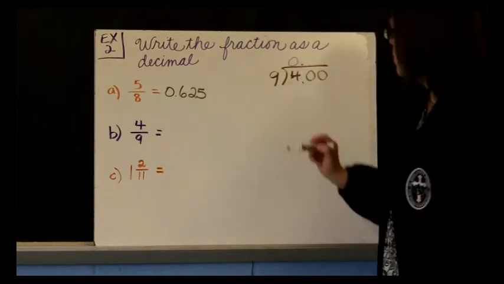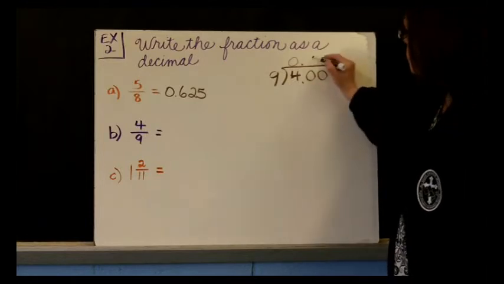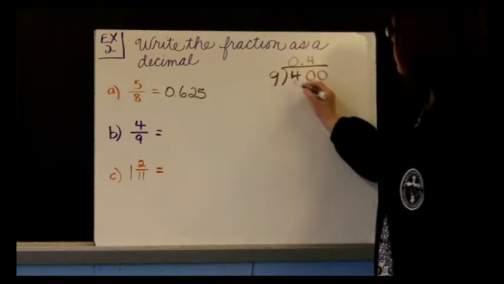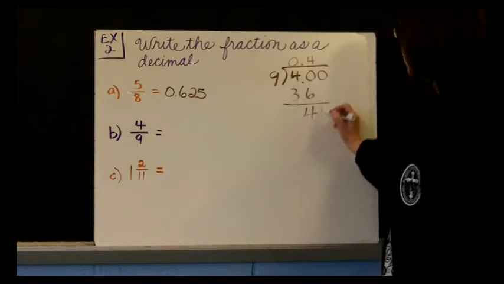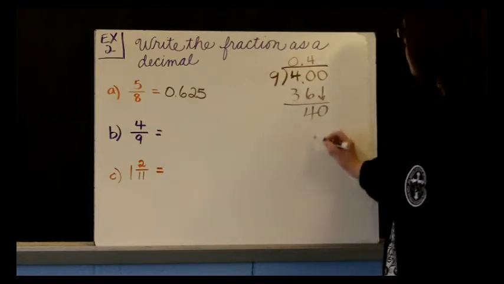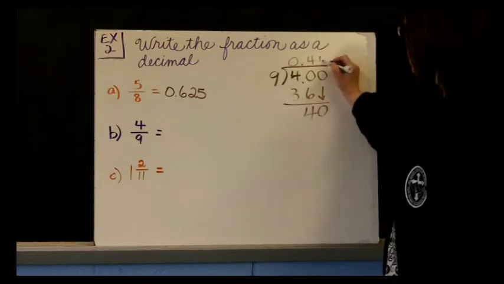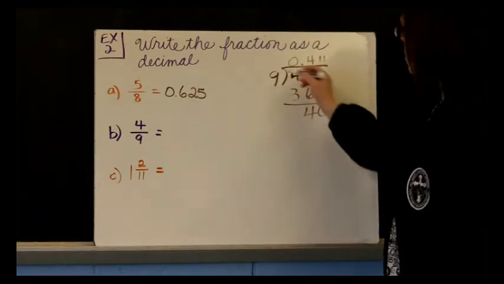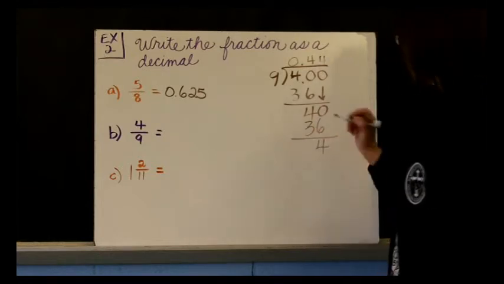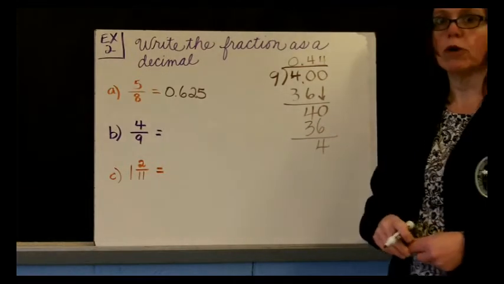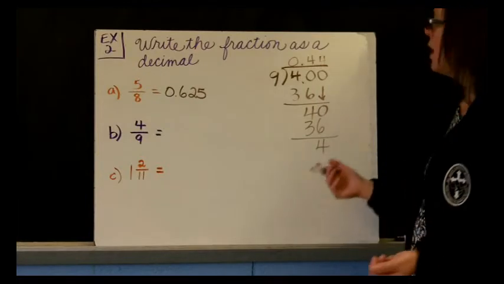9 doesn't go into 4, but 9 does go into 40 4 times. 4 times 9 is 36. We subtract. We bring down our 0. 9 goes into 40 4 times. 4 times 9 is 36. We have this difference of 4. And you can already see what's happening.